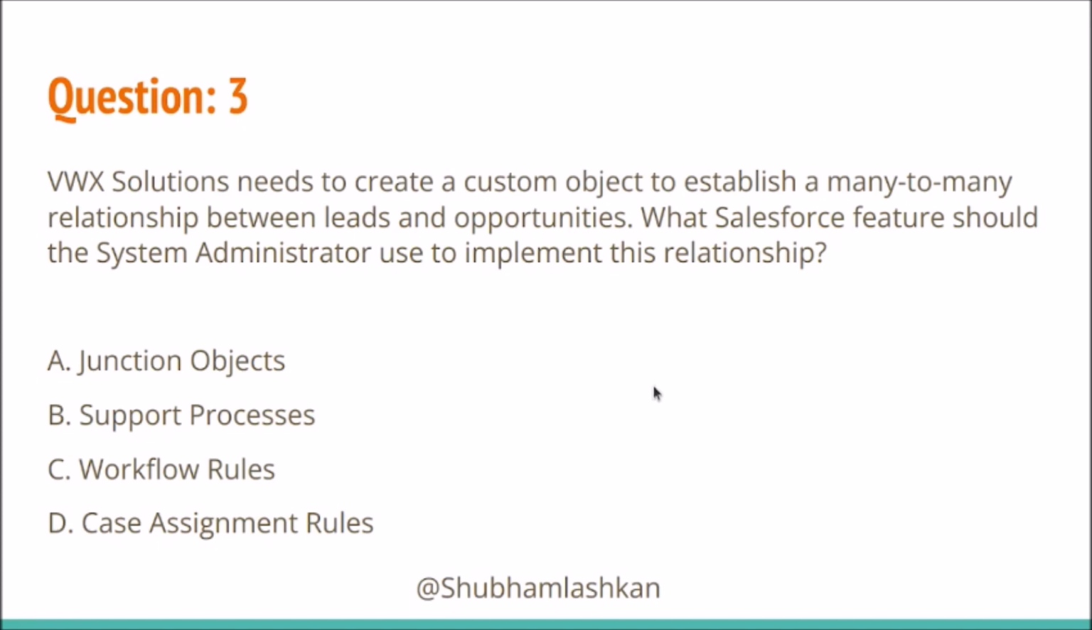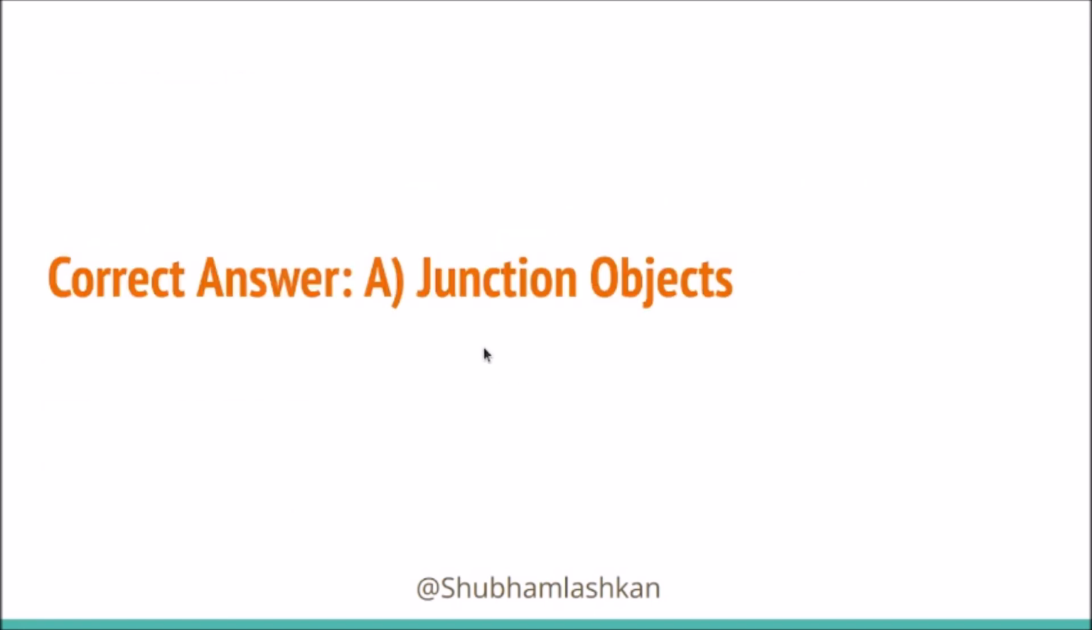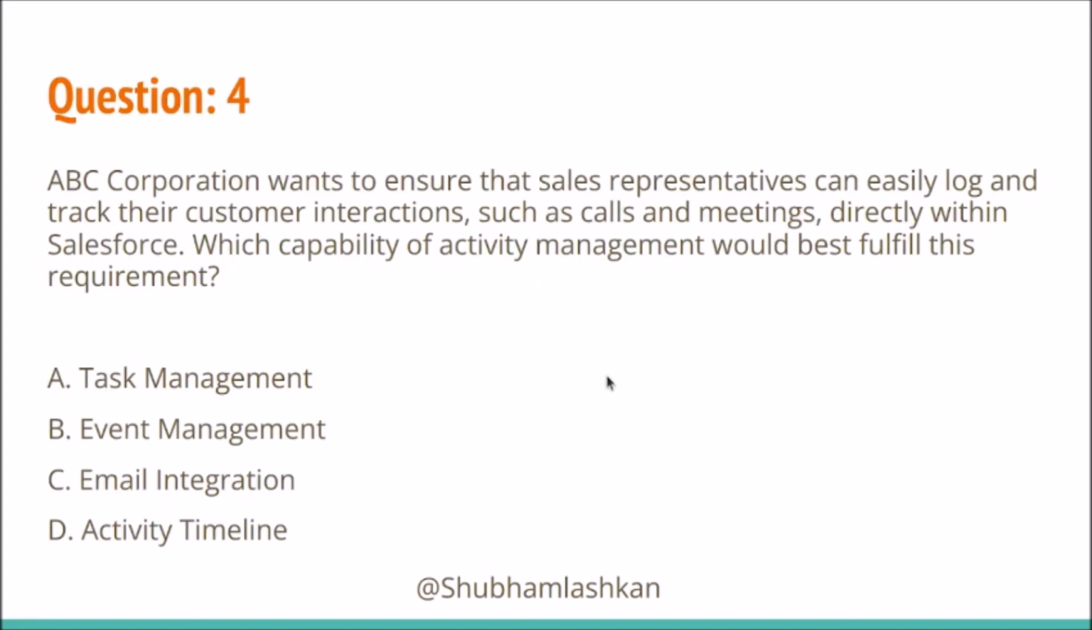So if you have created many to many relationship in Salesforce, then you will be able to guess the answer of this question in just a second. It's one of the easiest questions in this slide. I hope you are able to guess it. Let's see what is the correct answer of this question. And the correct answer is option A, junction object. We need to create a junction object to create many to many relationship between two objects. Let's move to the next one.